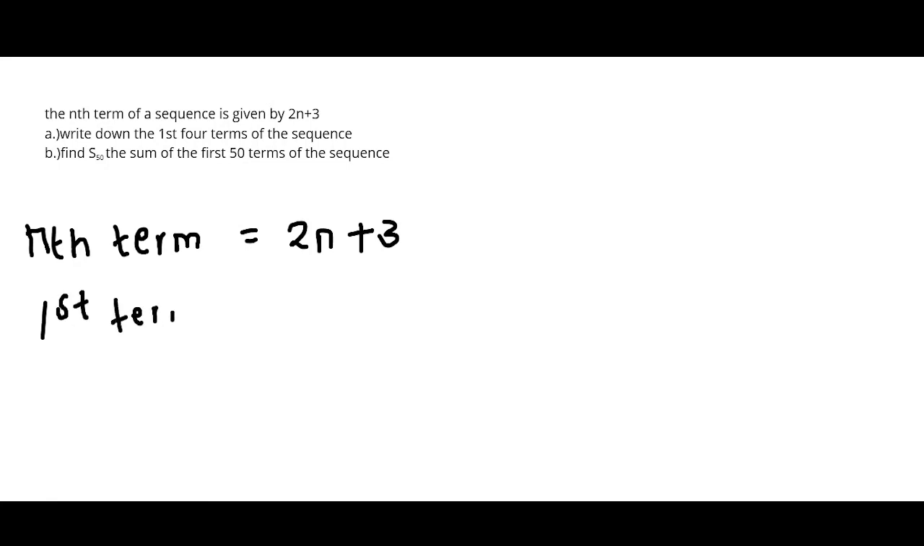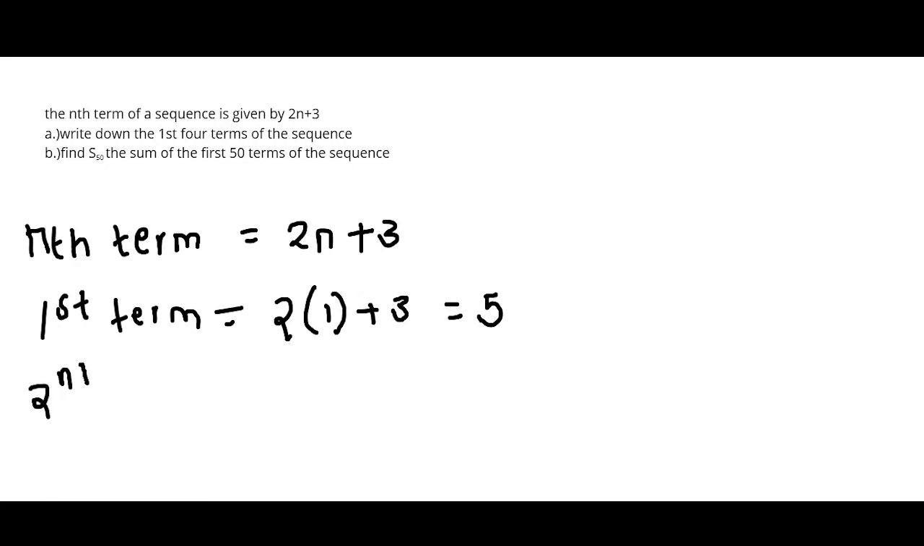Here you have been told the nth term of a sequence is given by 2n plus 3. So the nth term equals 2n plus 3. Write down the first 4 terms of the sequence. So when it comes to the first term, all we'll do is replace the n with 1: 2 times 1 plus 3. So 2 plus 3 is 5.